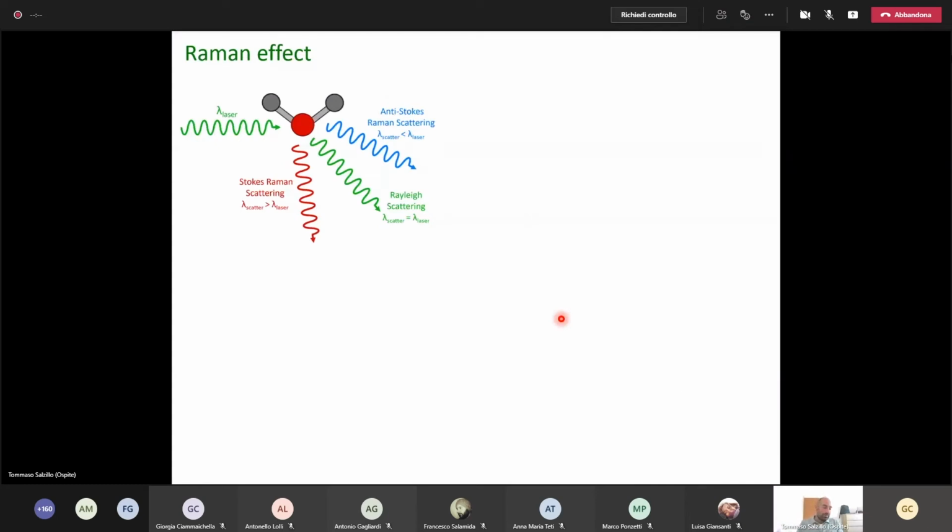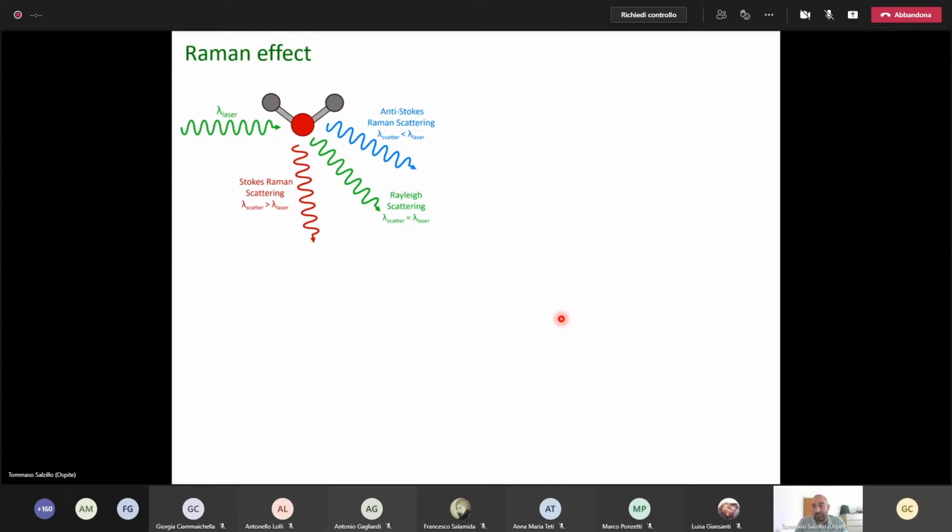So before going a bit into detail for the first example, I said that I will talk about Raman, how to use Raman for the characterization of molecular materials. So a couple of words about what the Raman effect is. Raman spectroscopy uses monochromatic light, usually from a laser. And this monochromatic light interacts with the material, with the molecules, with the atoms. And then there are a couple of effects that we can observe.